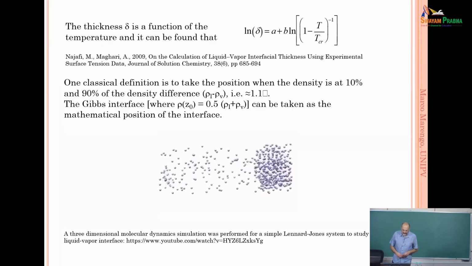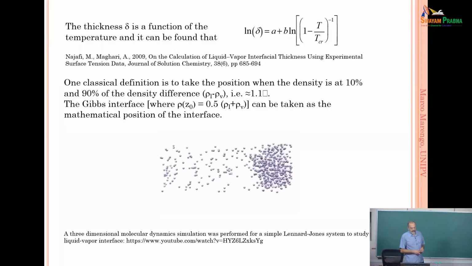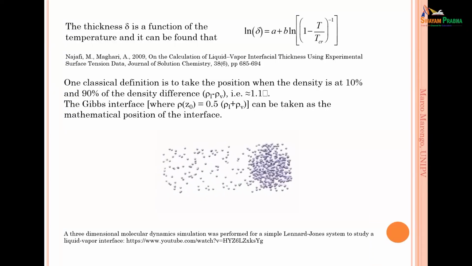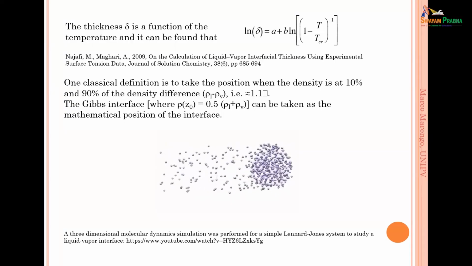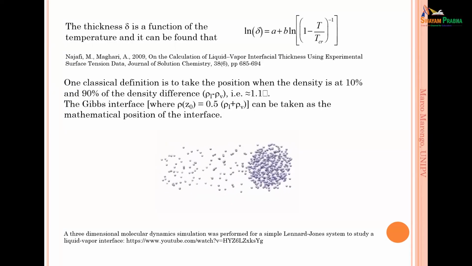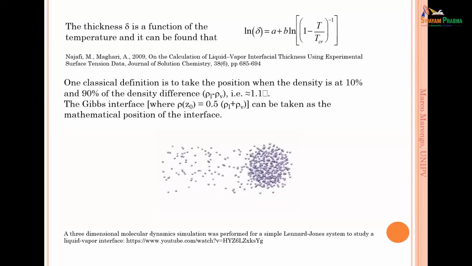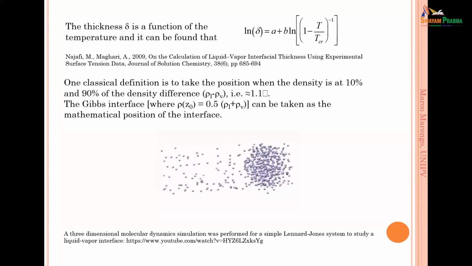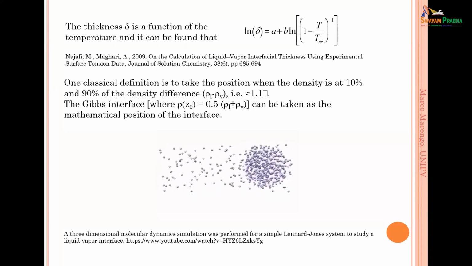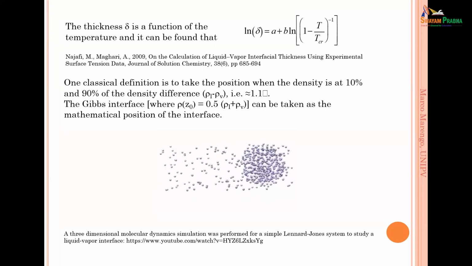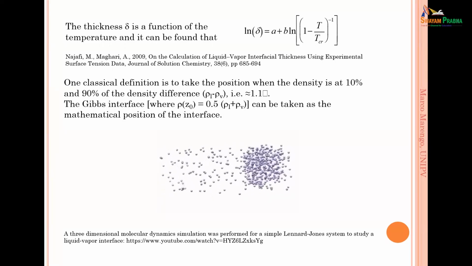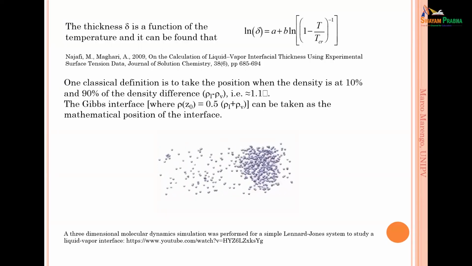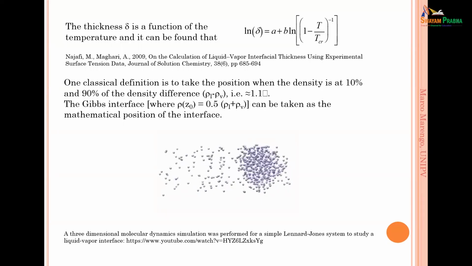Okay? So, since you have a hyperbolic tangent, where is the end? Because it's an asymptotic function, where is the end of the thickness, let's say? One can think about 10 and 90%, this is very clear. And so at the end, the so-called Gibbs interface, that is in fact where we have 0.5 rho L plus rho V, this can be taken as a mathematical position of the interface.